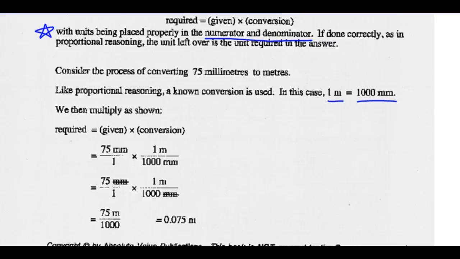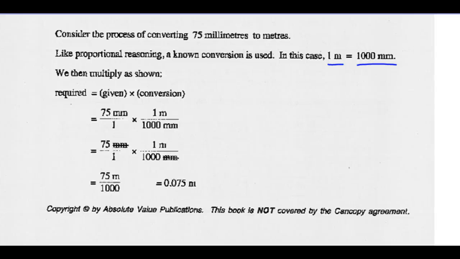When we multiply as shown, so what's required equals our given, 75 millimeters over 1. This is usually how we start. Our given over 1 times our conversion, and notice I've got millimeters in this numerator. I want to get rid of millimeters, so I put the millimeters in the denominator of my conversion, and I multiply so that when I multiply, my millimeters are gone. See, the millimeters cancel out. I'm left with 75 times 1 over 1 times 1,000, or 75 meters divided by 1,000. This gives me 0.075 meters. All right.